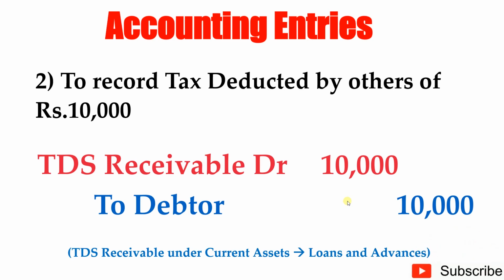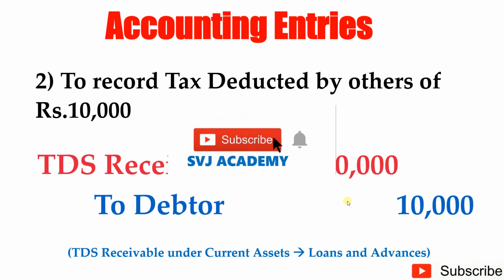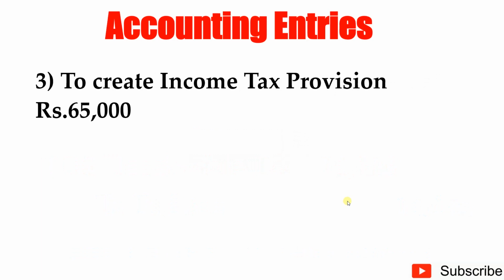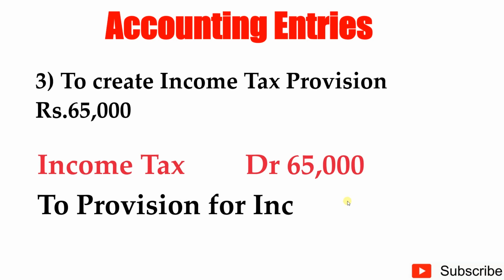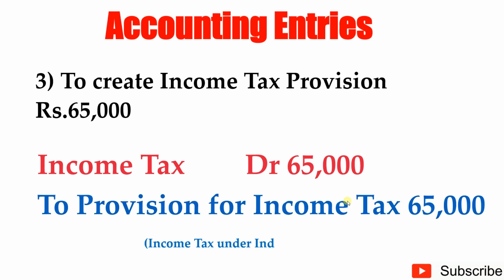The third case may be we may create a provision for the income tax. After finalizing the financial statements and computing the tax liability, we have to remit the self-assessment tax. So the third will be to create the income tax provision. Suppose it is 65,000. We have to make an income tax provision of 65,000 where we will debit. So we have to create a new account, income tax. So we have to debit to income tax and the credit will be to provision for income tax 65,000.